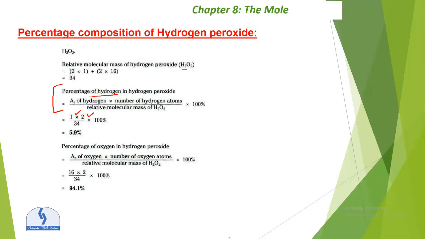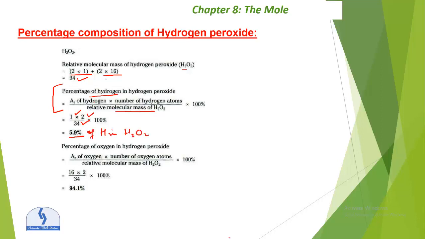So writing 2 over here, and the relative molecular mass of H2O2. We have already calculated here, that is 2 plus 32, which is equal to 34. So writing 34 over here. This is 5.9 percent of hydrogen in H2O2.